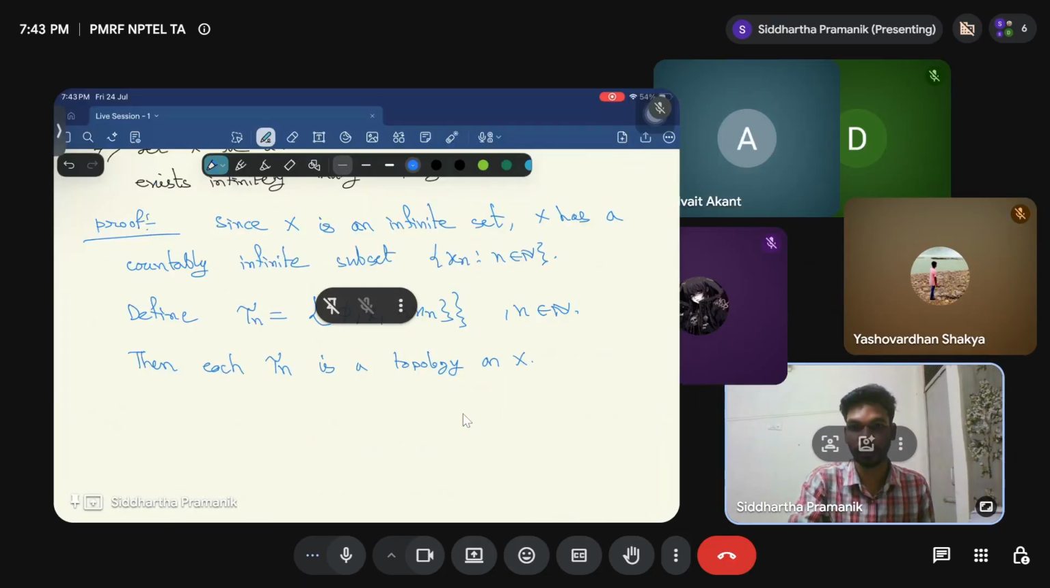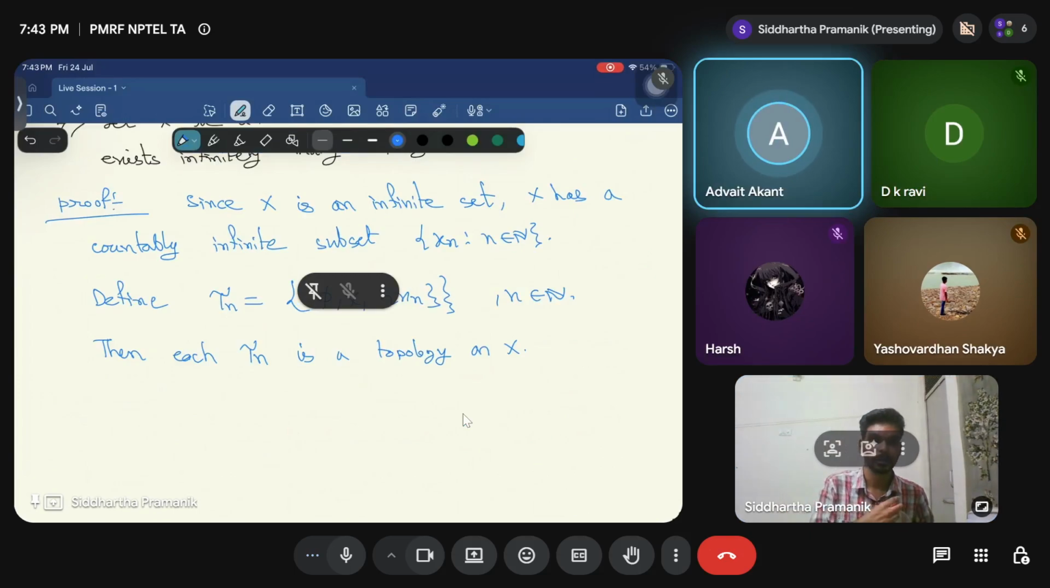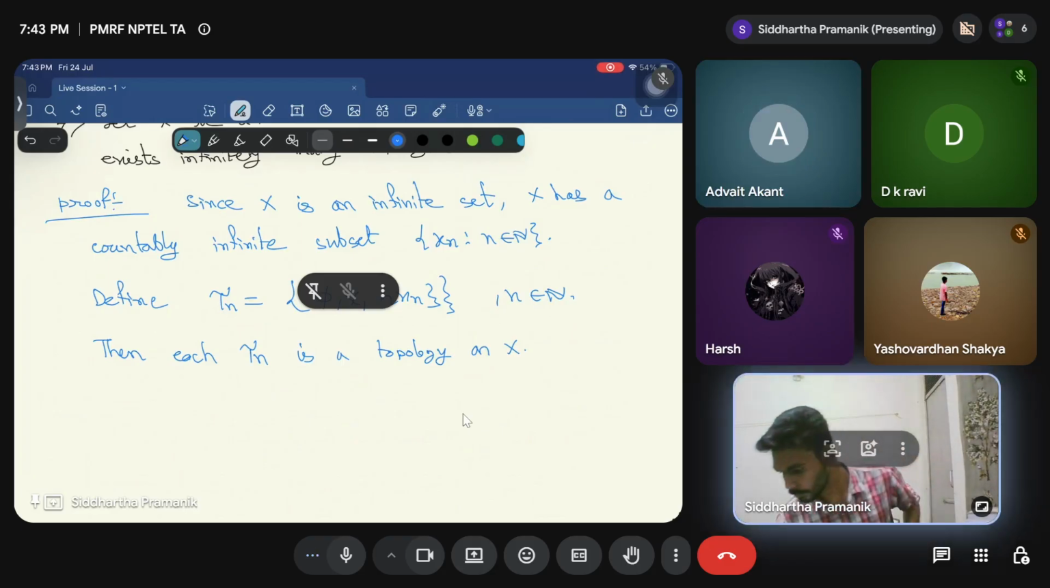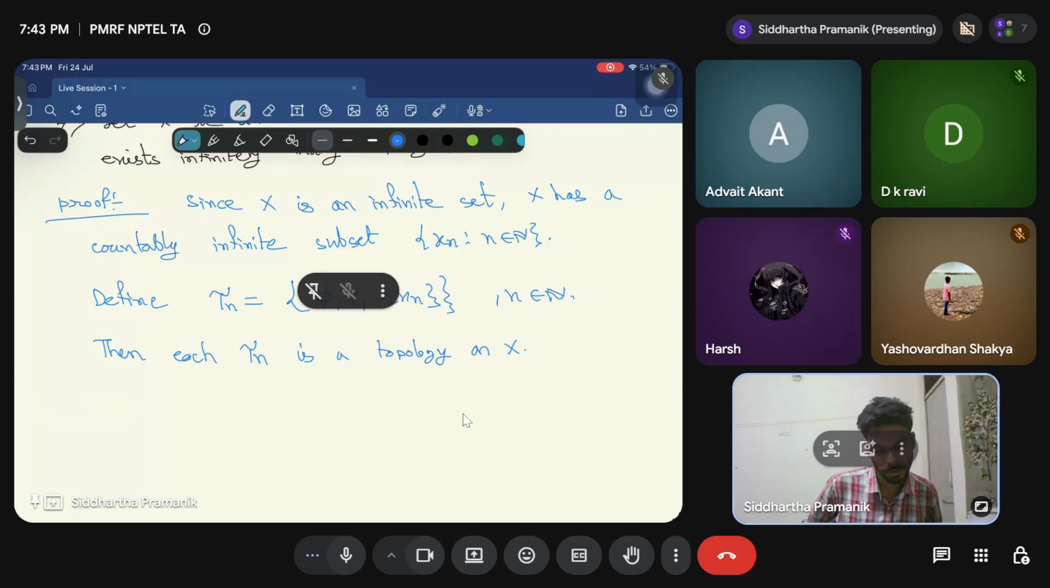Yes, you can do it inductively, sir. That only I wasn't sure how to do it. Maybe I guess it requires the axiom of choice. I don't think we need that, because we are taking an element from a non-empty set, and it will never be empty, because if we remove a finite set from an infinite set, it will still be infinite. So we are just doing induction.